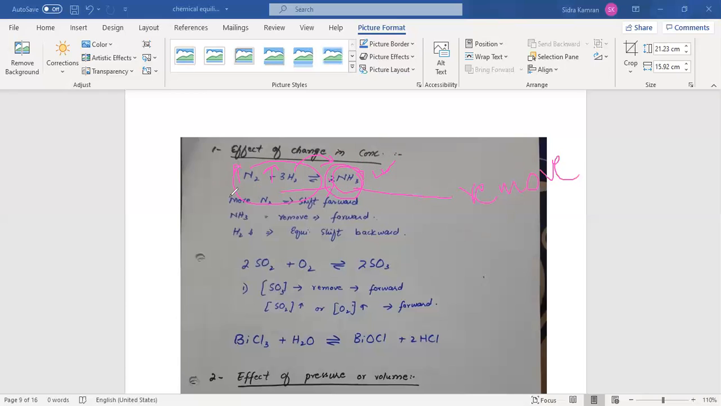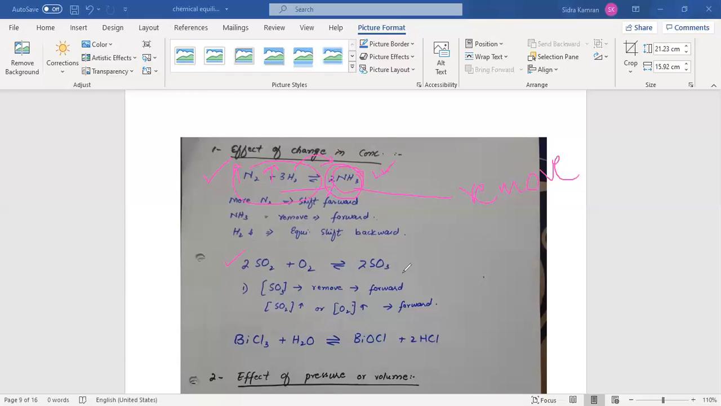So if you increase the concentrations of the reactants, the reaction will move forward and more product is formed. If you remove the product, then more and more reactants will react to make product, to maintain equilibrium, because this is a reaction which takes place at equilibrium. This is basically a reversible reaction.